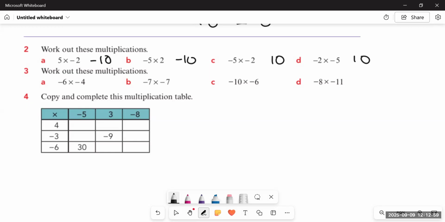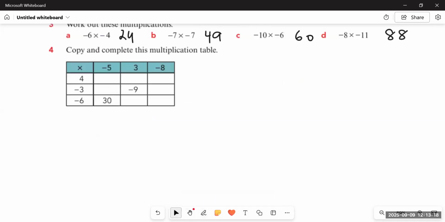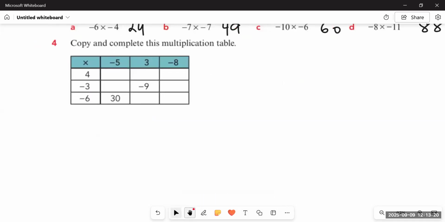Then similarly, minus 6 into minus 4. Both are negative, so the answer would be positive 24. 7 sevens are 49. 10 sixes are 60. 8 elevens are 88. In all these four cases, we are getting positive answers because both the multiplier and multiplicand are negative. Okay. And whenever we multiply two negative numbers, the answer would always be positive.